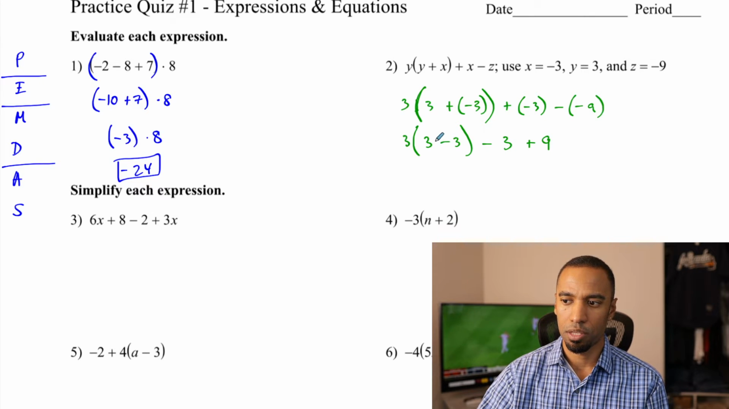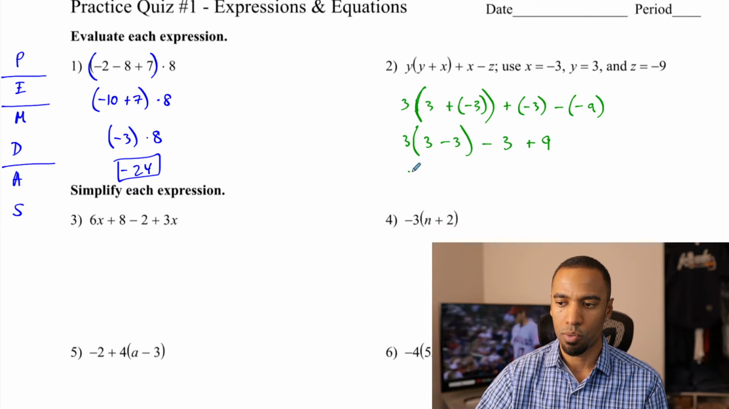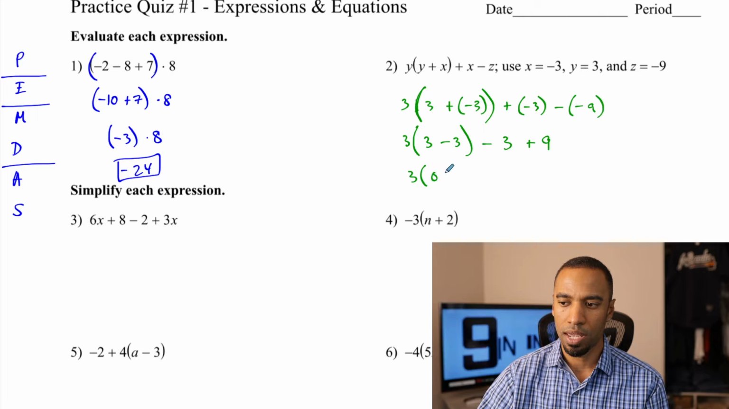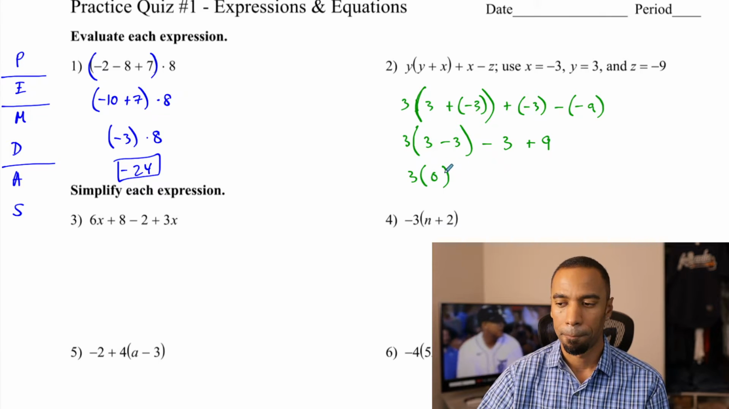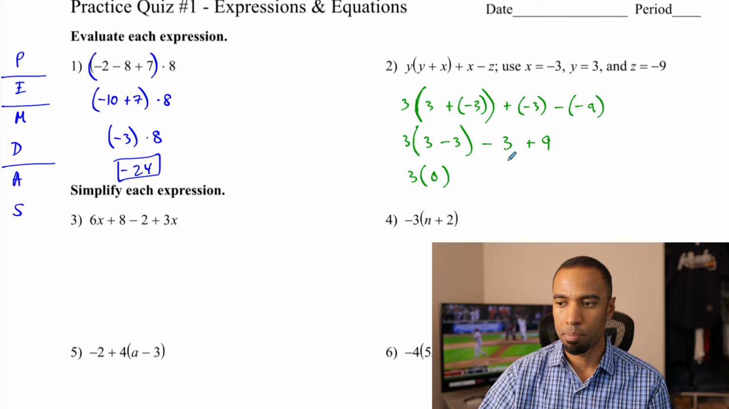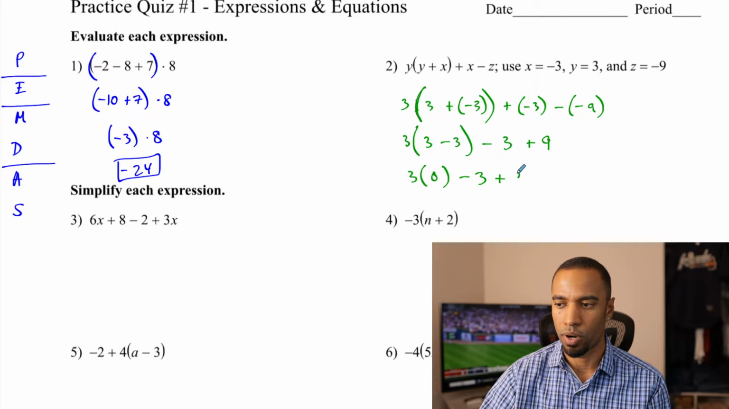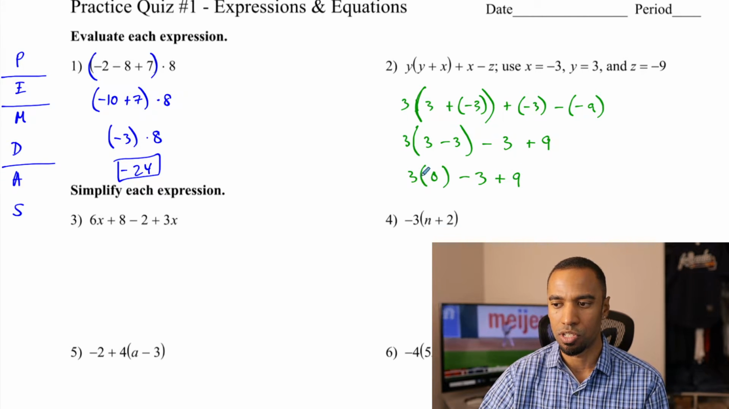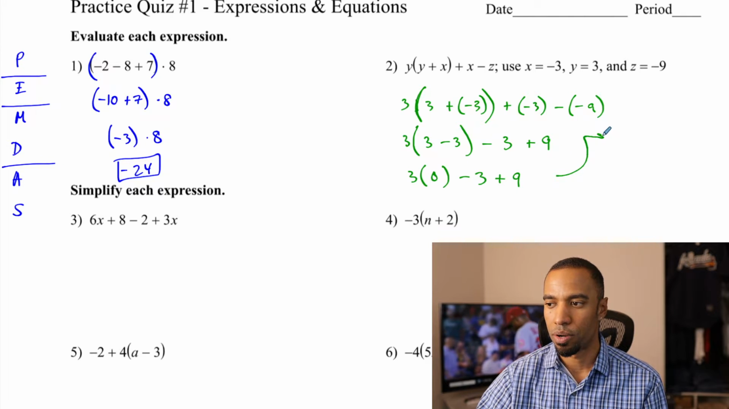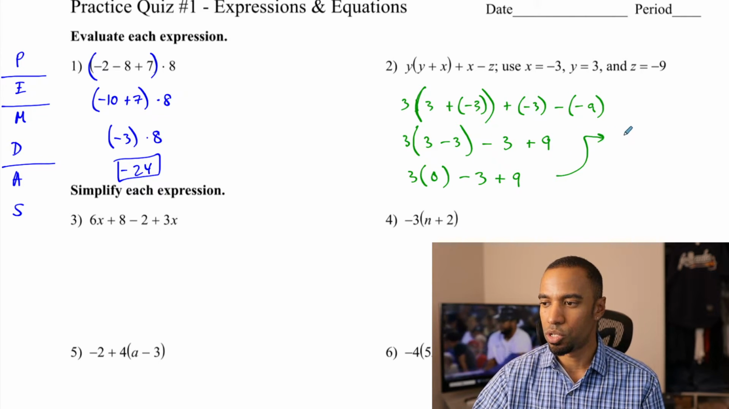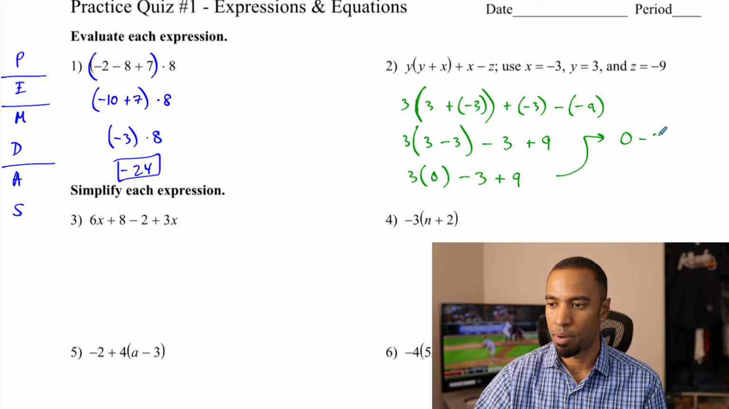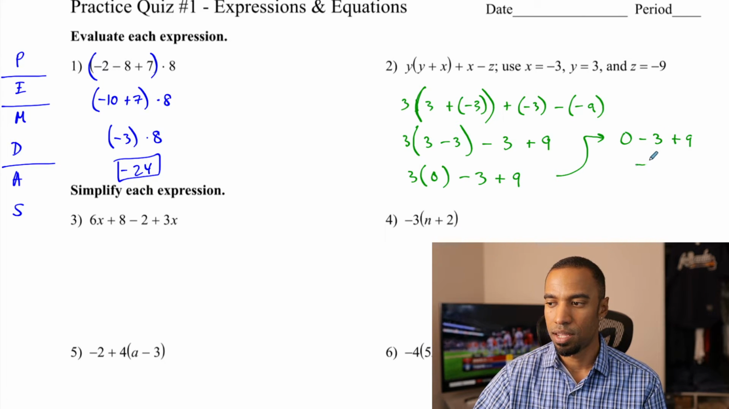Now I'm going to work within the parentheses here. I have 3 minus 3, which becomes 0. I'm going to do 3 times 0 there. Now there is a minus 3 plus 9. I could ideally do those right now, but for the sake of just working left to right, I'm going to clean this up first, this 3 minus 0, or 3 times 0 I should say. 3 times 0 is 0, so that goes away. We get 0 minus 3 plus 9. 0 minus 3 is negative 3, and negative 3 plus 9 is 6.